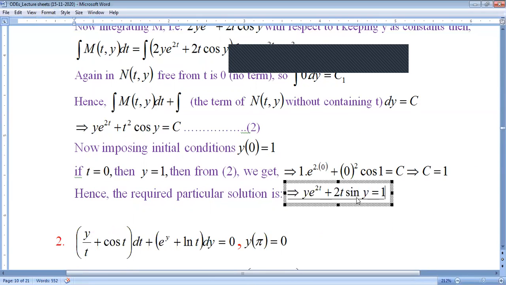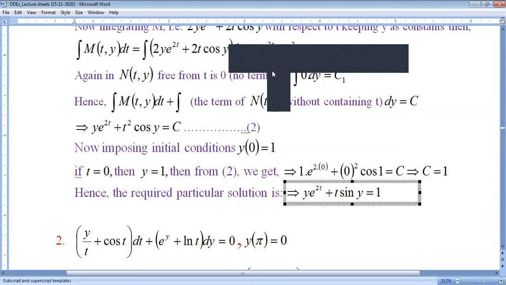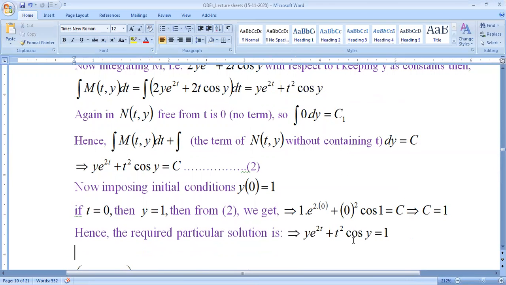So the required particular solution can be written by just putting c equals 1 here. This will be the actual required solution of the given exact differential equation. What will be the solution actually? y into e to the power twice t plus t square plus y equals 1. Just putting c, there is no constant. This is actually the particular solution.